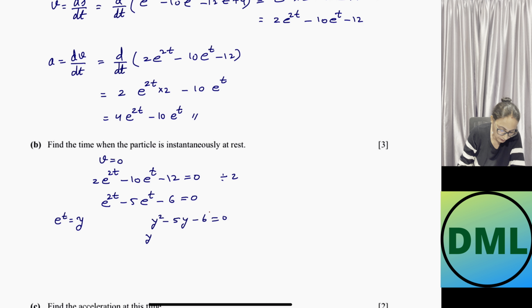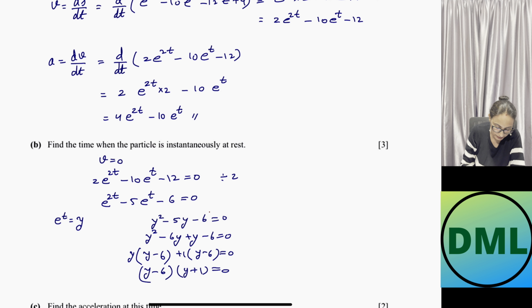Let's factorize this equation. y square minus 6y plus y minus 6 is equal to 0. y is common from the first two: y minus 6 is left, plus 1 times y minus 6 is left, and that is equal to 0. The two factors are y minus 6 and y plus 1 equal to 0. My values for y are 6 and minus 1. Let's put it back here in e to the power t is equal to y.